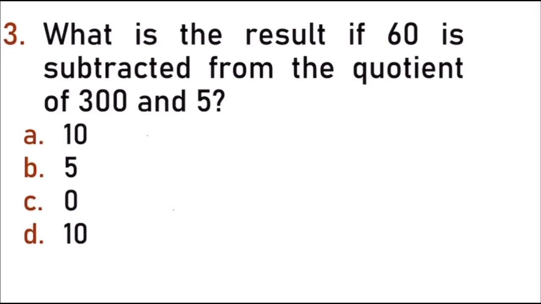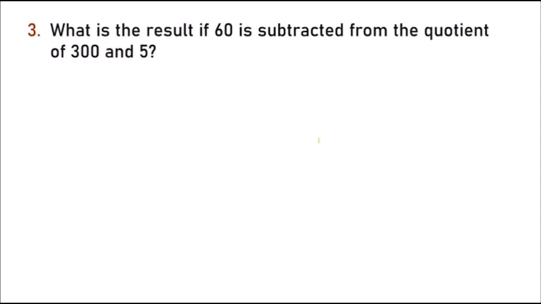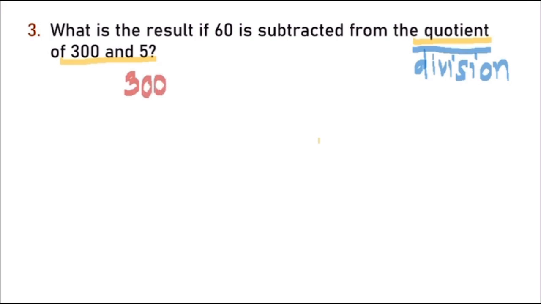For our next problem, we have: what is the result if 60 is subtracted from the quotient of 300 over 5? A. 100, B. 5, C. 0, D. 10. Sa problem na ito, when we say quotient, yung operation na ginagamit natin is division. So, for this, yung hinahanap natin is quotient ng 300 over 5.